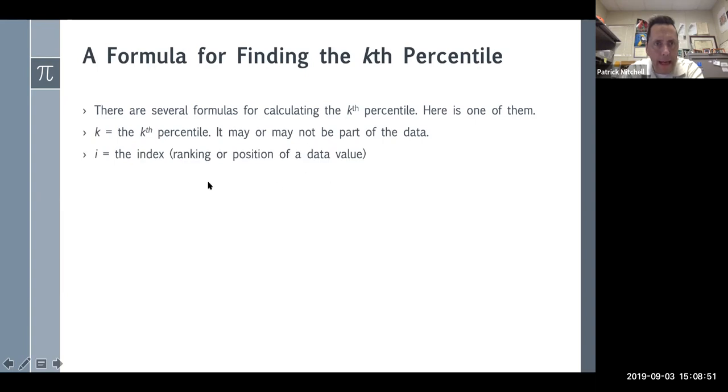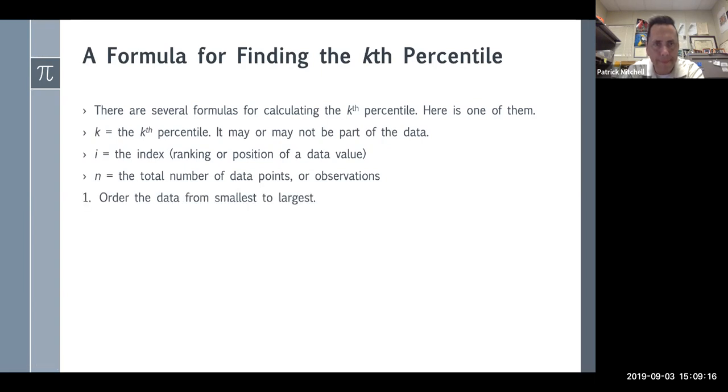And then i is called an index. So basically the index refers to what position that value is in. So if I came out to 14, that would mean we're talking about the 14th number from the bottom. And then n is the total number of data points, the total amount of numbers.